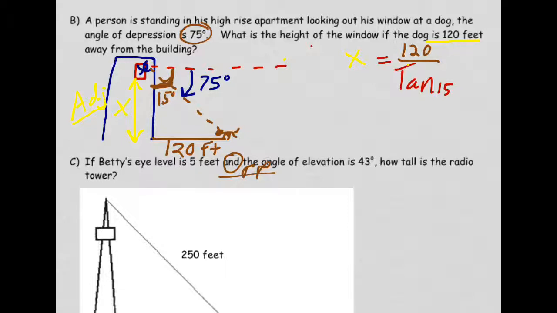So go ahead and plug that into your calculator, hit pause, see what you get. You should have gotten x equals 447.846, so we'll just call it 447.85 feet. So the height of the window was 447.85 feet. So the guy is living way far up in the air in his high-rise apartment.